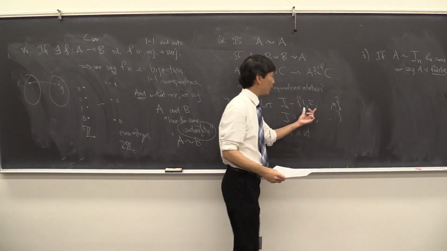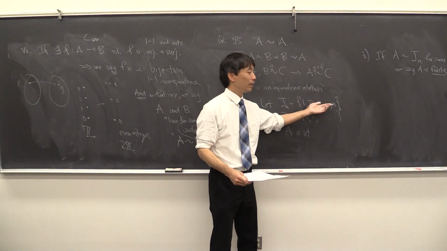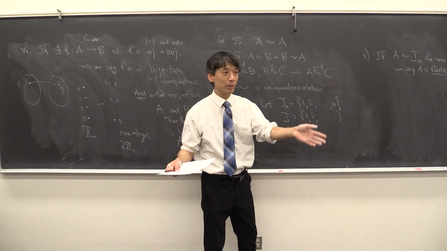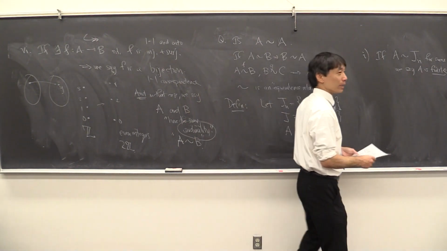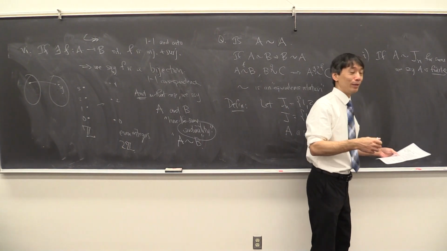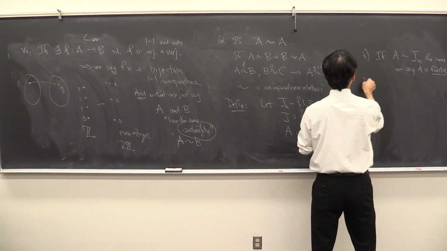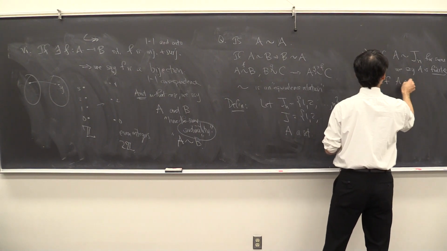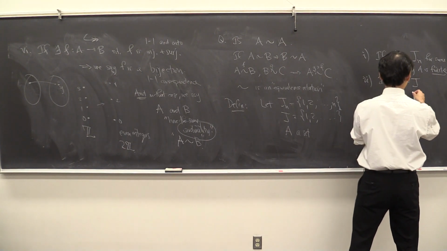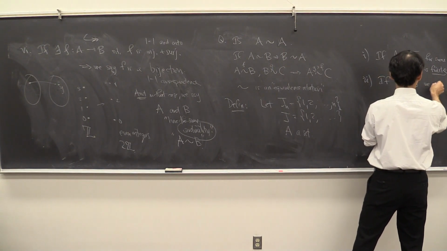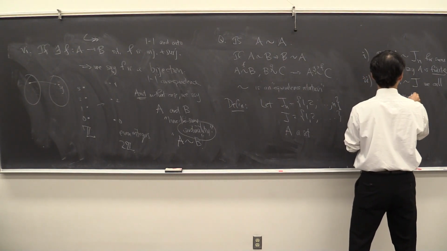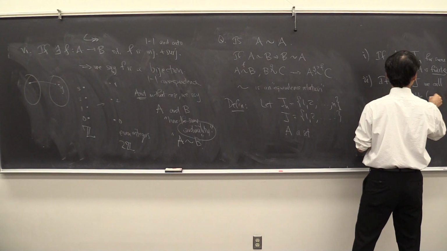So if you can find a one-to-one correspondence between something and 1 through 10, it's finite. Like the number of people in this room is finite, because I can count you. And when I count you, I'm making a one-to-one correspondence between you and a number. Two, if A has the same cardinality as J, then we call A countable, or sometimes countably infinite.